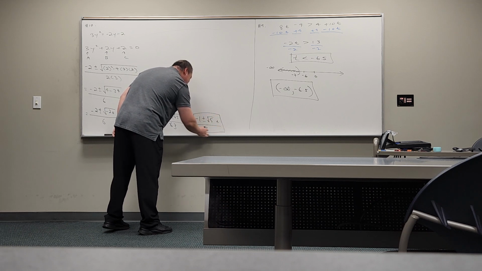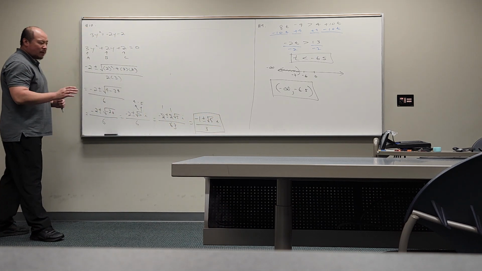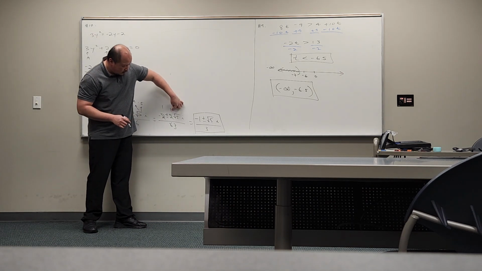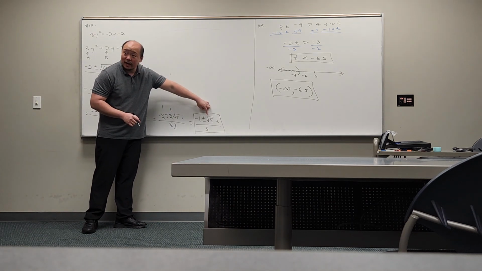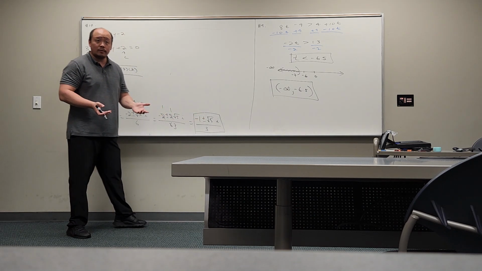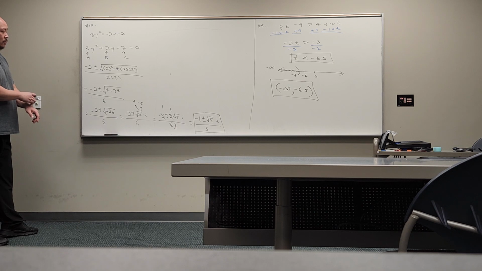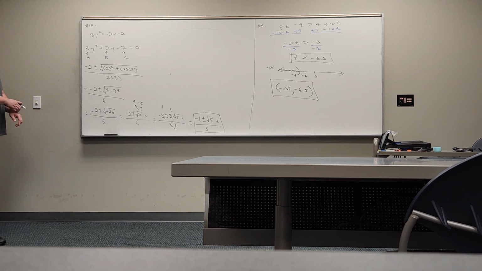And keep in mind that 1 times radical 5 is just radical 5, right? You can put a 1 in if you want to. It doesn't change the answer. I just choose not to write it. And that's the answer for number 10.